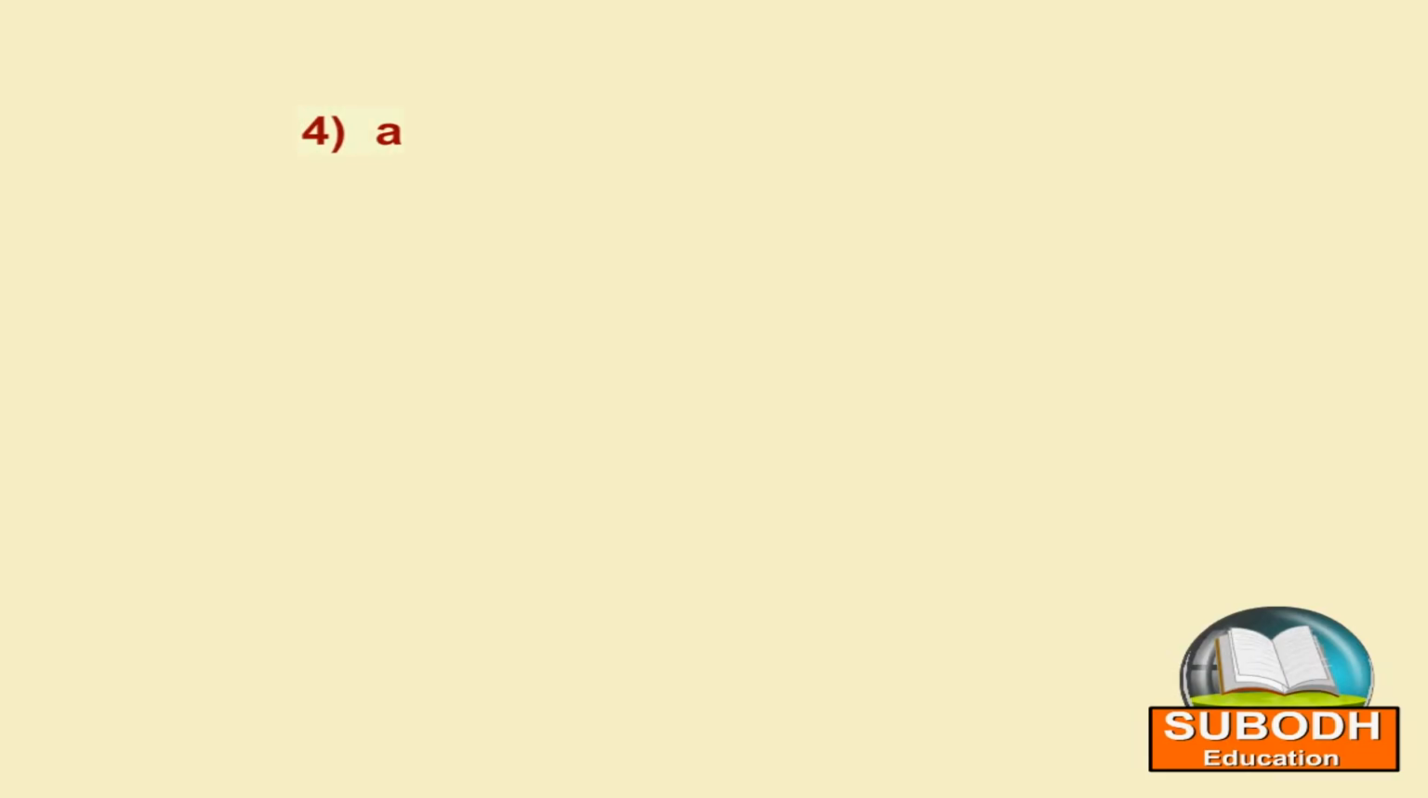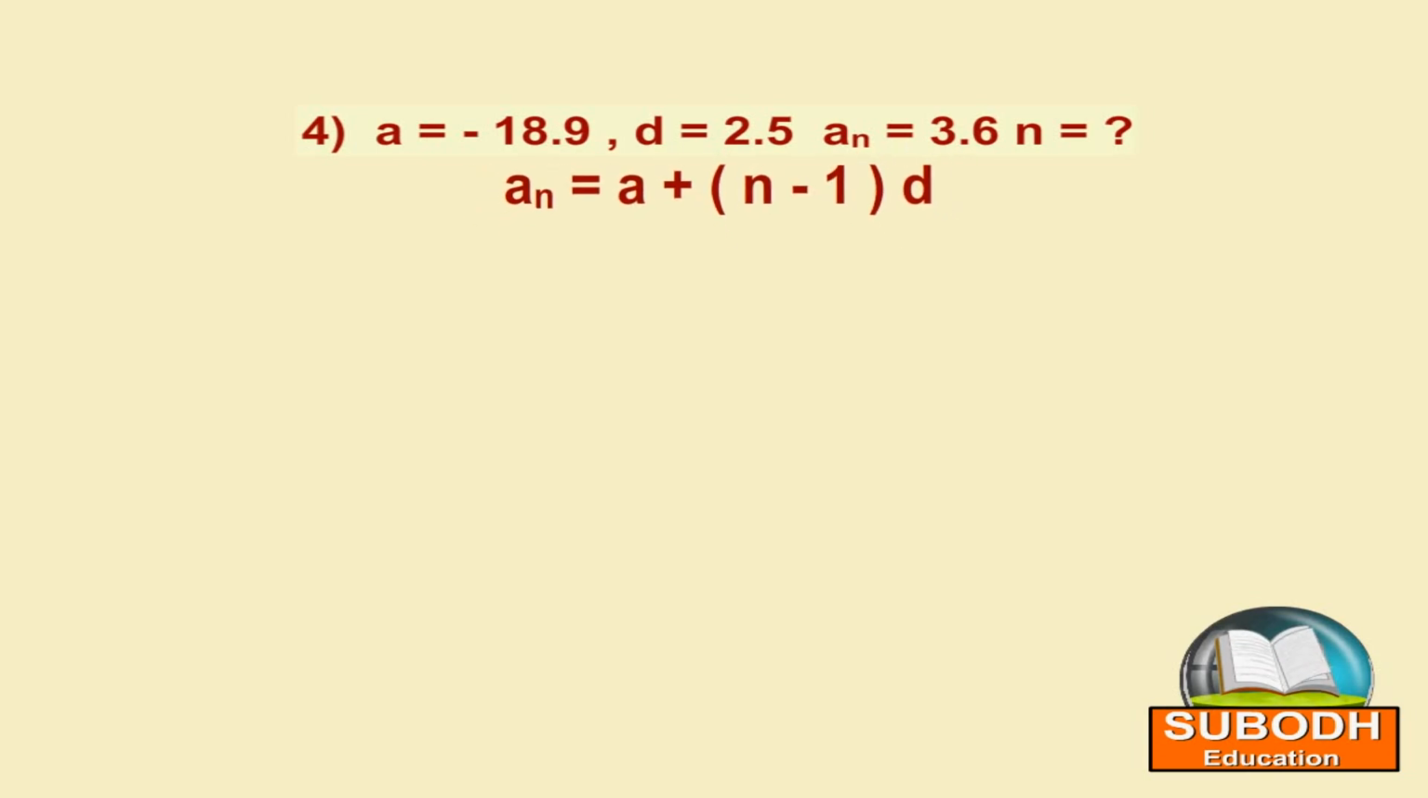Example 4. a is equal to minus 18.9, d is equal to 2.5, a_n is equal to 3.6, n is equal to question mark. Formula: a_n is equal to a plus (n minus 1) into d.